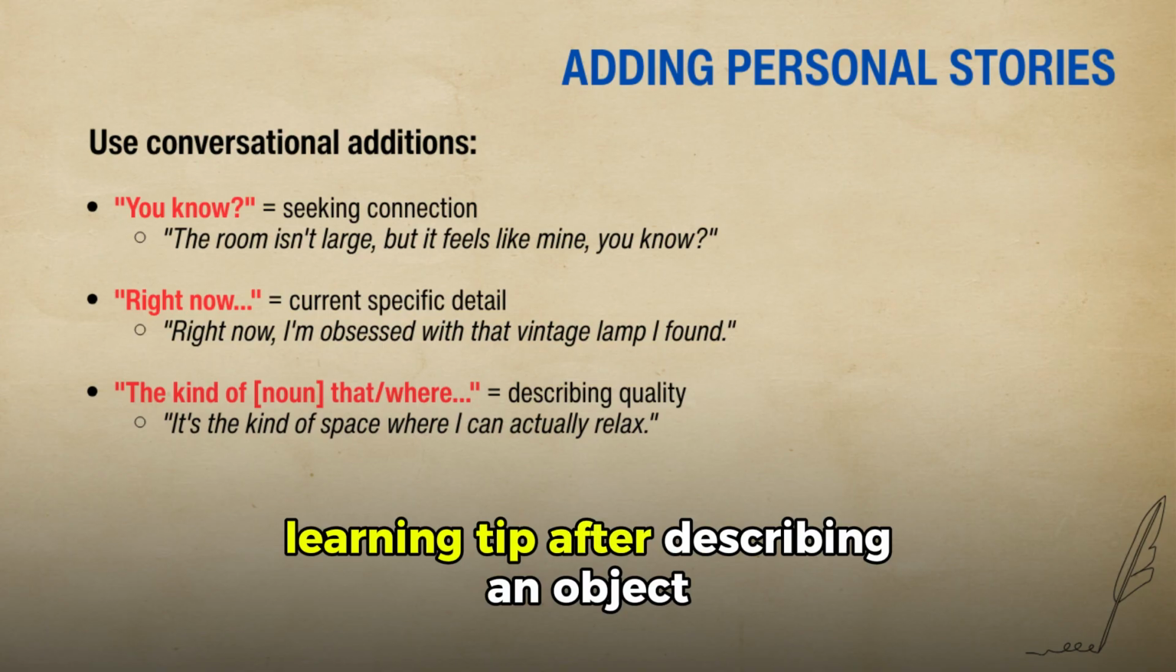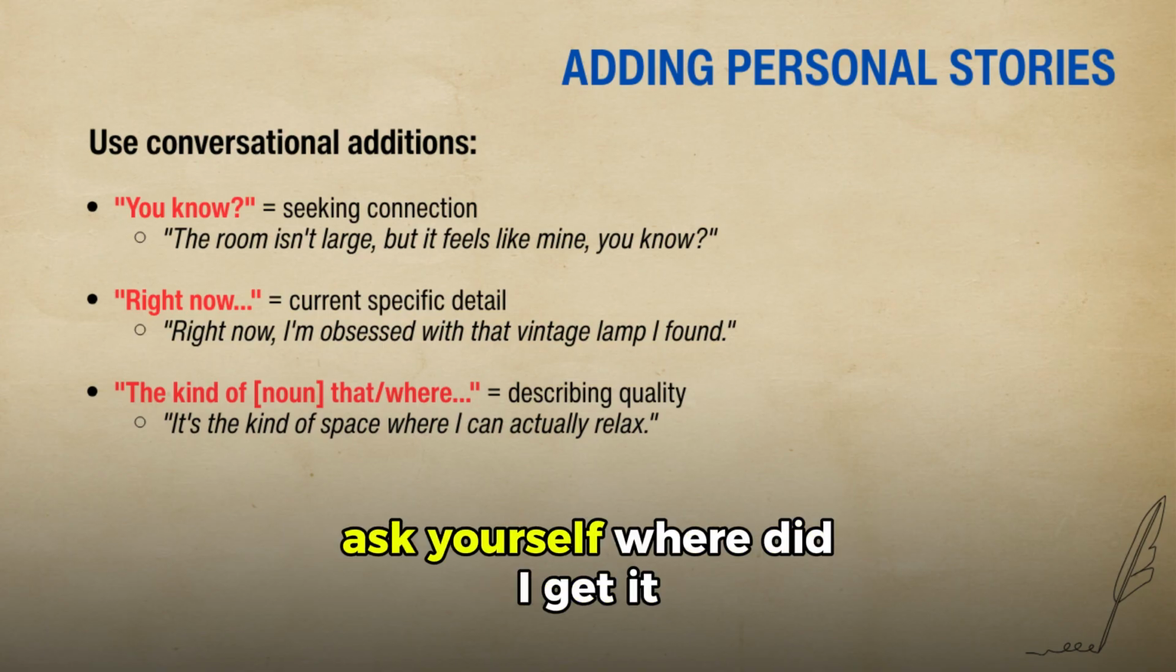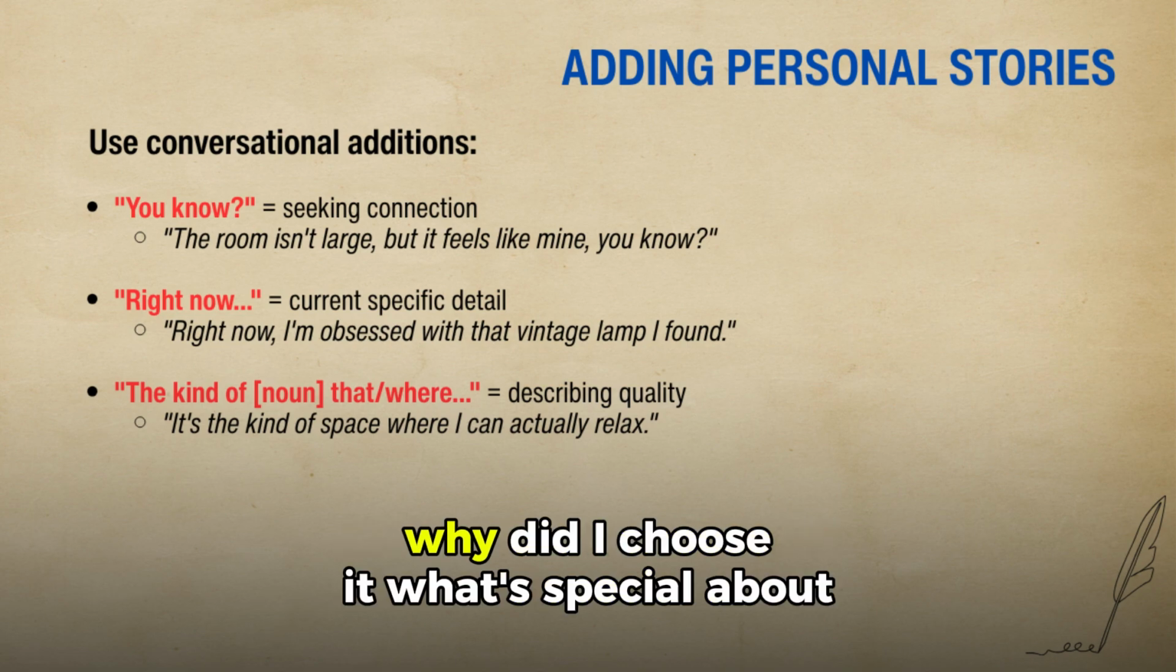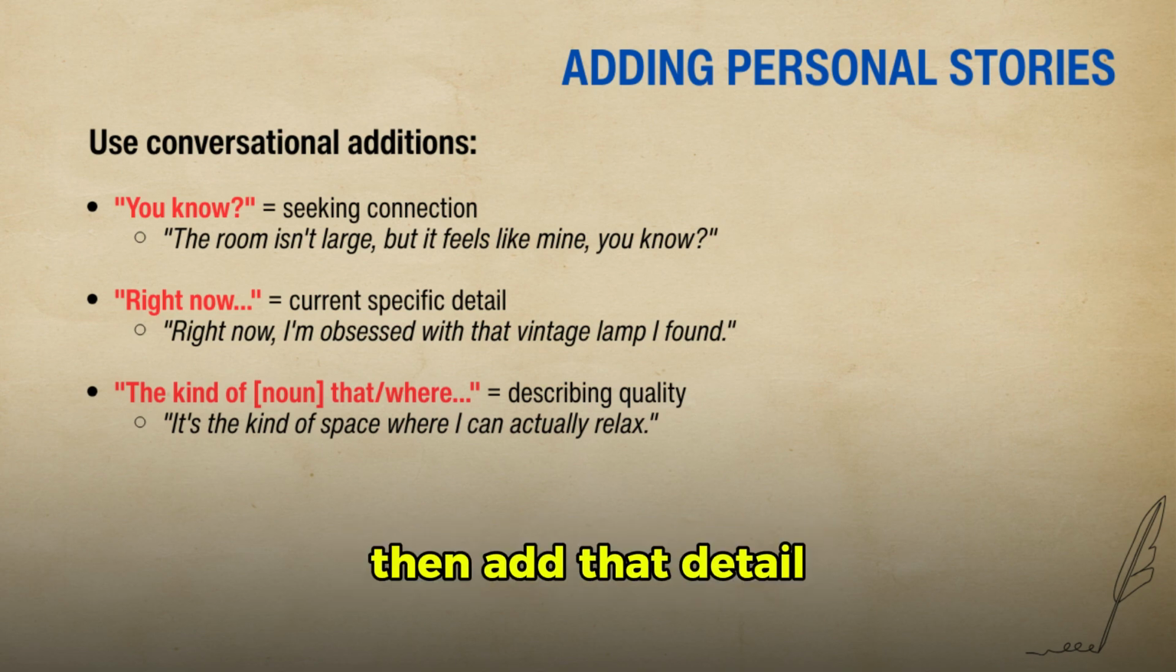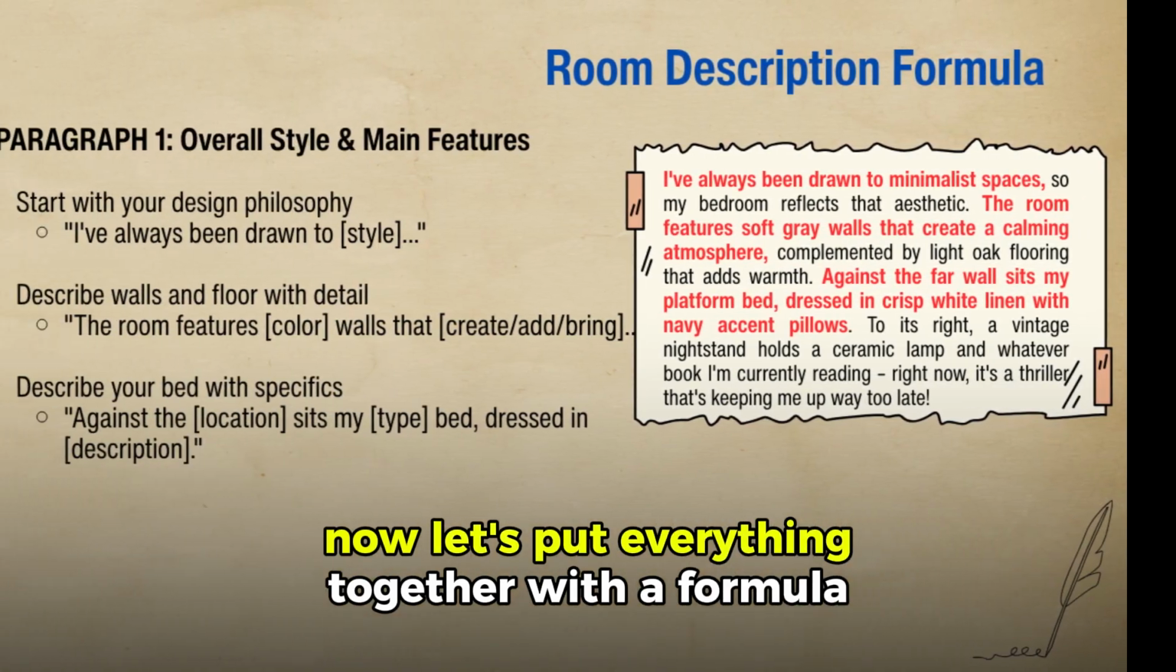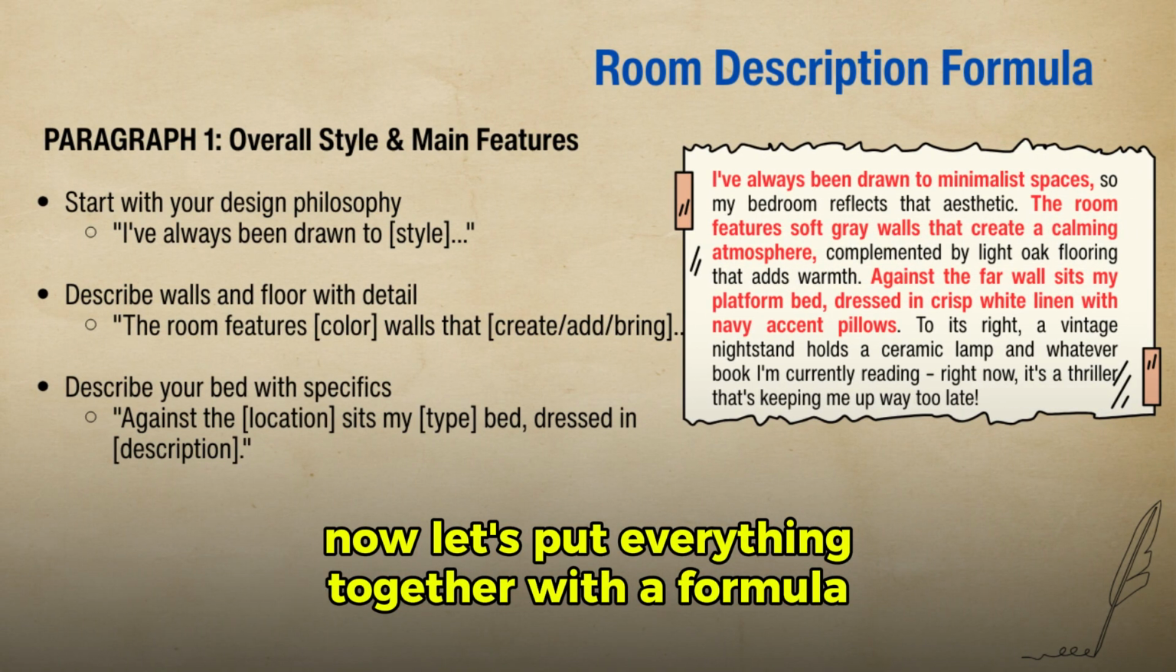Learning tip. After describing an object, ask yourself, where did I get it? Why did I choose it? What's special about it? Then add that detail. Now, let's put everything together with a formula.